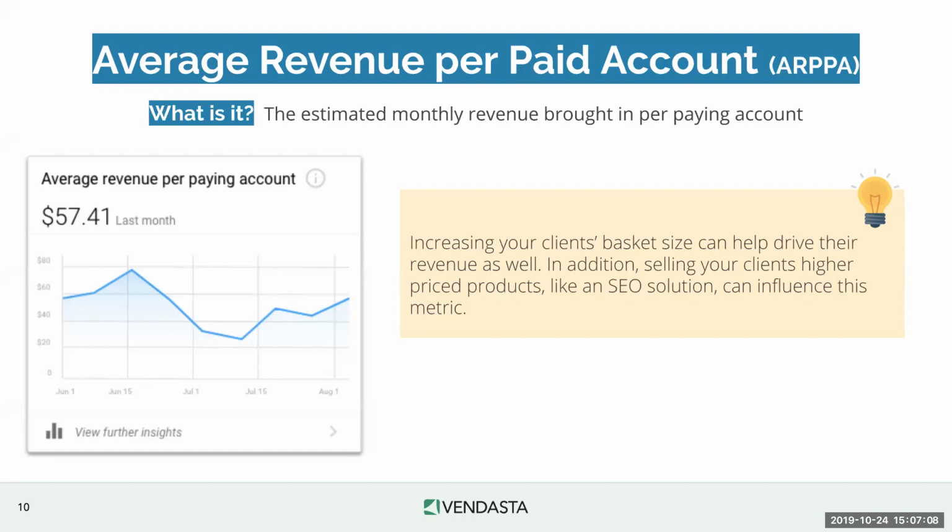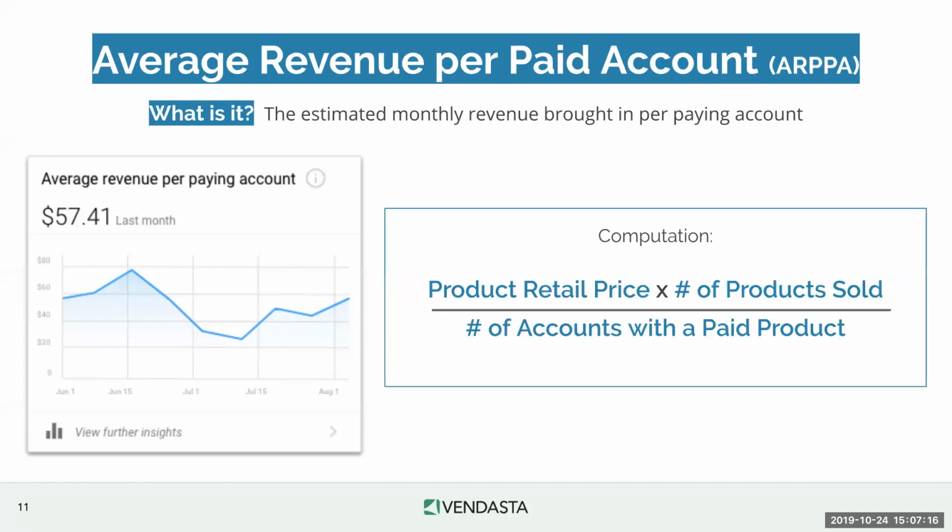It's very specifically though, higher priced products like an SEO solution can really drive this metric up. Perfect. So this metric is an average. We take that gross revenue that we showed you in the previous graph, and then we just divide that by the number of paying accounts that you have in the platform to give you a metric that's, on average, how much revenue you're making per paying account.